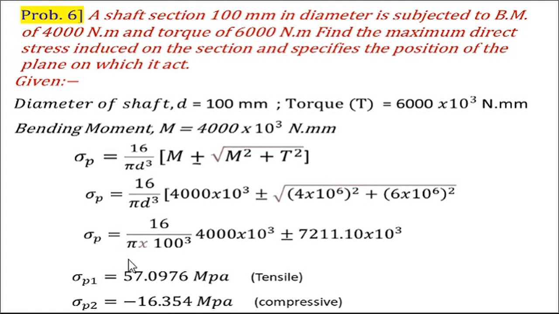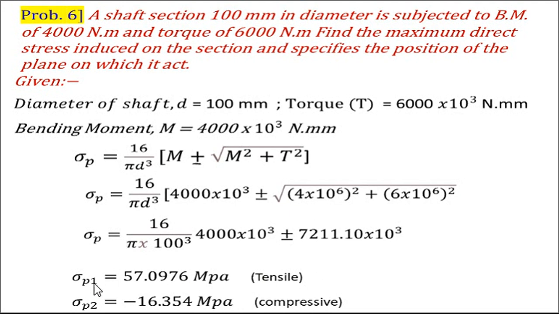If you put all these values and do the calculation of this expression, you will get the values. For one value you have to take the plus sign, for another value you have to take the minus. So this sigma P1, the value we get is 57.0976 MPa. This is tensile in nature, and sigma P2 is equal to minus 16.354 MPa, which is compressive in nature.